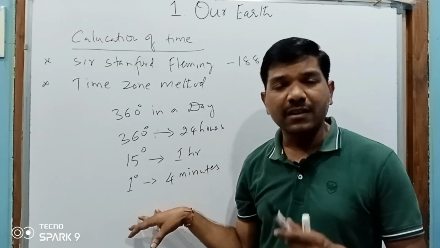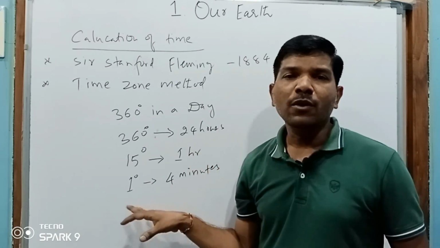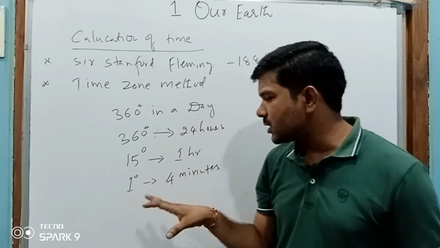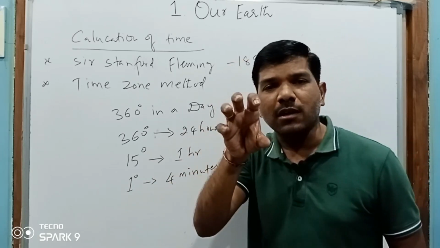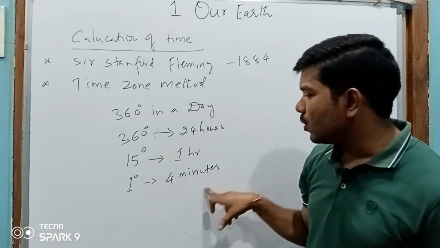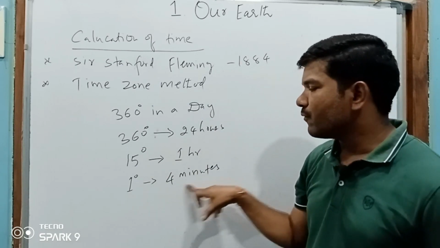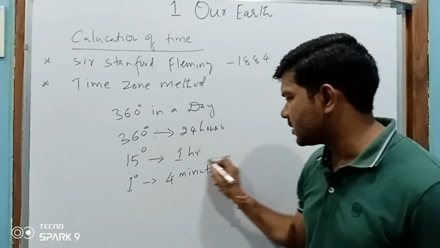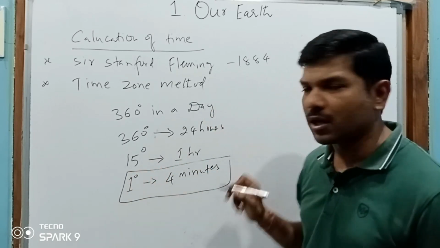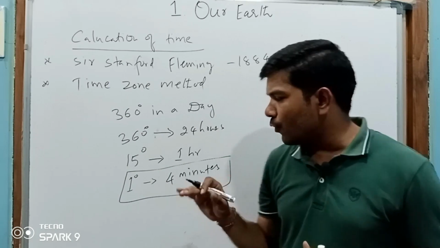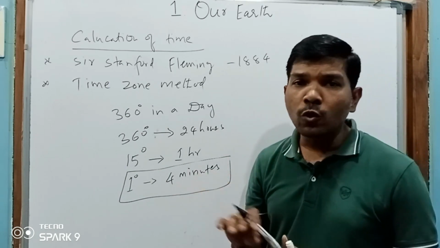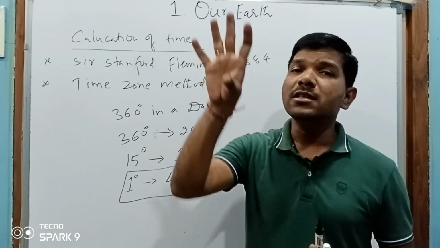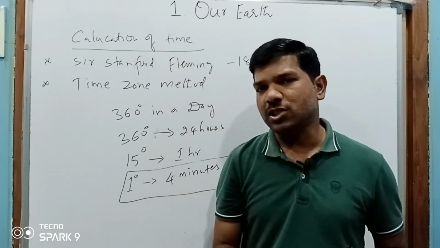Very important: the Earth takes 4 minutes to move the sun's position. I repeat again, it's very important. The Earth takes 4 minutes to move 1 degree with respect to the sun's position.